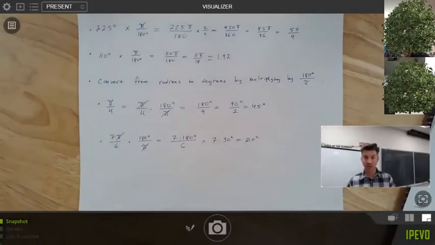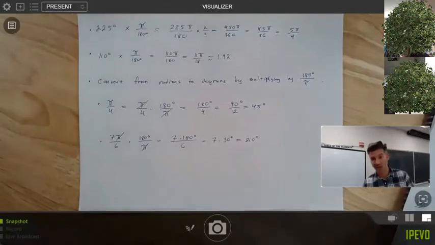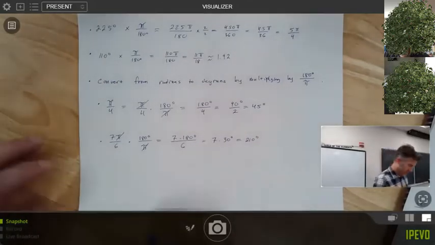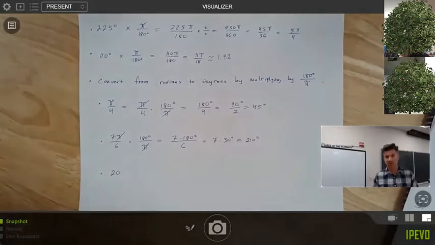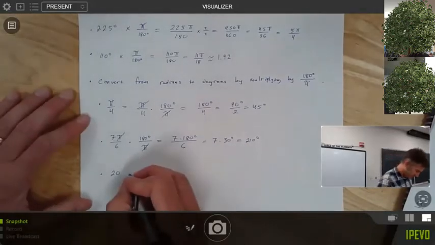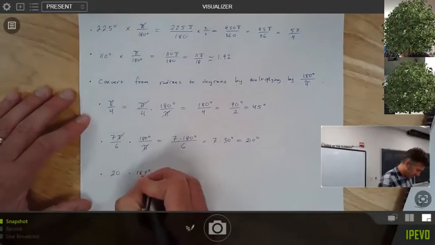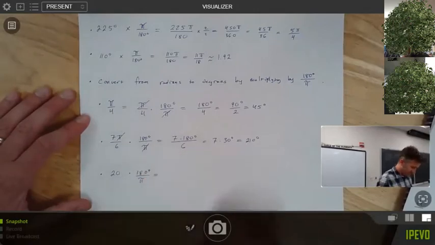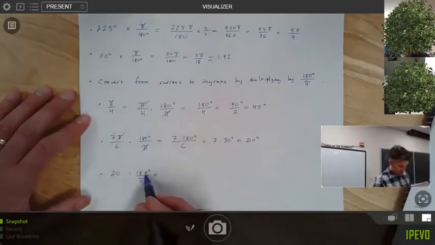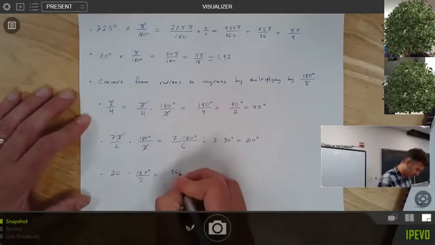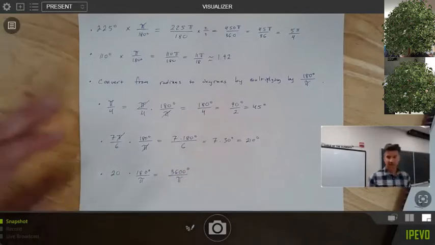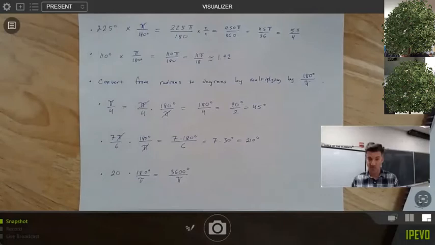Sometimes people are going to give you strange radian measures. Not usually, but just occasionally someone's going to throw something weird at you. And they're going to say, how much is 20 radians in degrees? And this is where things get kind of less nice. We're still going to multiply by 180 degrees over pi. And then 20 times 180 is 3,600 degrees divided by pi. And if they're asking for an exact answer, that's it.